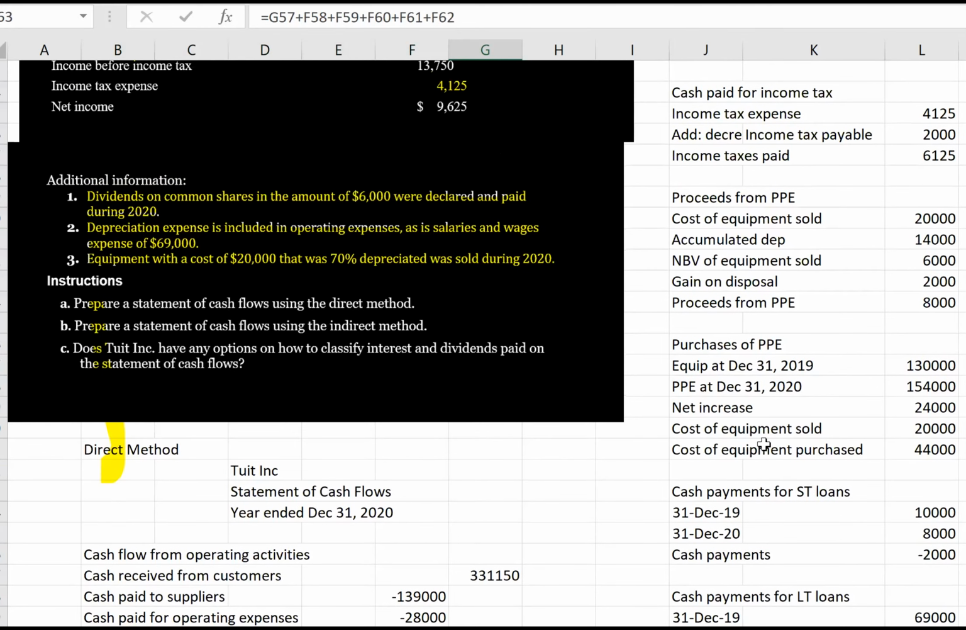Okay, so we've done A and B, and C simply asks, does Tuit Inc. have any options on how to classify interest and dividends paid on the statement of cash flows? Because Tuit follows ASPE, they do not have any choice as to how to classify interest or dividends in the statement of cash flows.